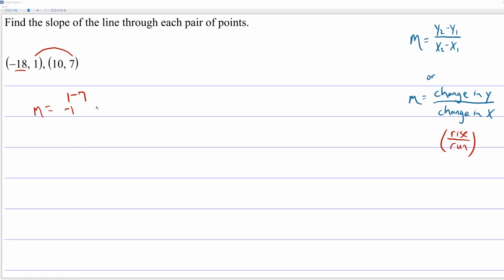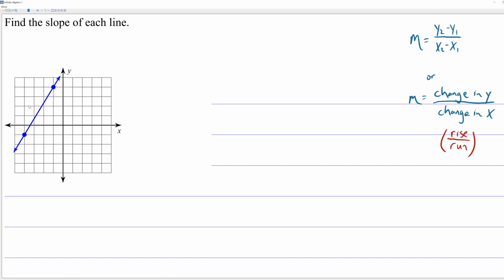What's much more interesting about slope is what you do when you're looking at a graph. So here we have 2 points connected to form a line, and we want to find the slope. Now what you could do, if you really wanted to, is write down the coordinates of this point, which looks like negative 1, 4, and the coordinates of this point, which looks like 2, negative 1, and do just what we did in the previous problem.